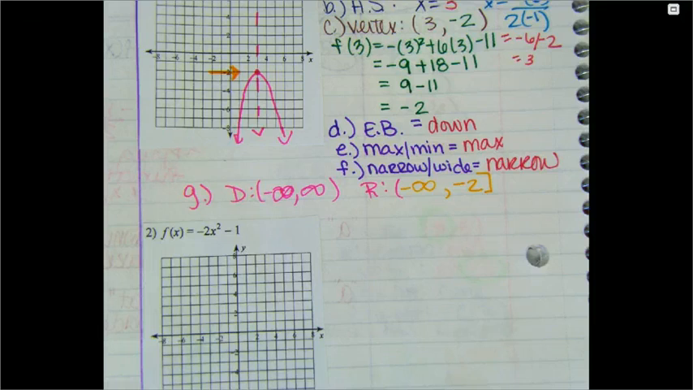A, B, and C. Okay, what's A, guys? -2. What's B? 0. Why is it 0? There's no x term. And what's your C? -1. That good? Okay. Keep it going.